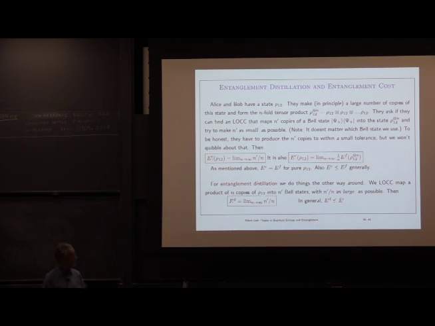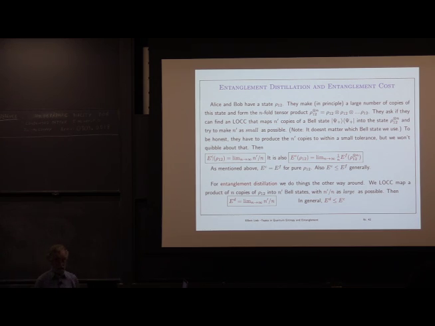Okay. So Alice and Bob have a state rho 1, 2. They make, in principle, a large number of copies of this state, forming the n-fold tensor product. These are just independent. And they ask if they can find an LOCC that maps n prime copies of a Bell state into n copies of the given state, and try to make n prime as small as possible. Now, it doesn't matter which Bell state we use here.